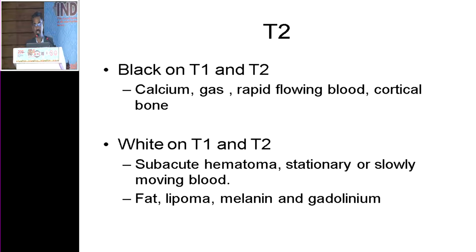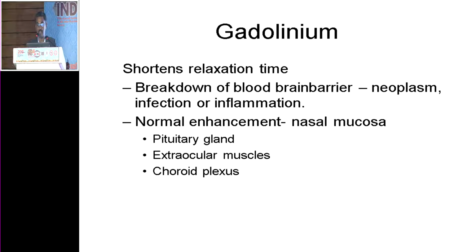And what is white on T1 and T2? Subacute hematomas, stationary or slow moving blood like a thrombosis, will show up as bright signals in MRI. Similarly, fat, lipoma, melanin, and gadolinium are bright in T1 and T2. Gado shortens the relaxation time. It concentrates on situations where there is breakdown of the blood-brain barrier like neoplasm, infection, or inflammation.